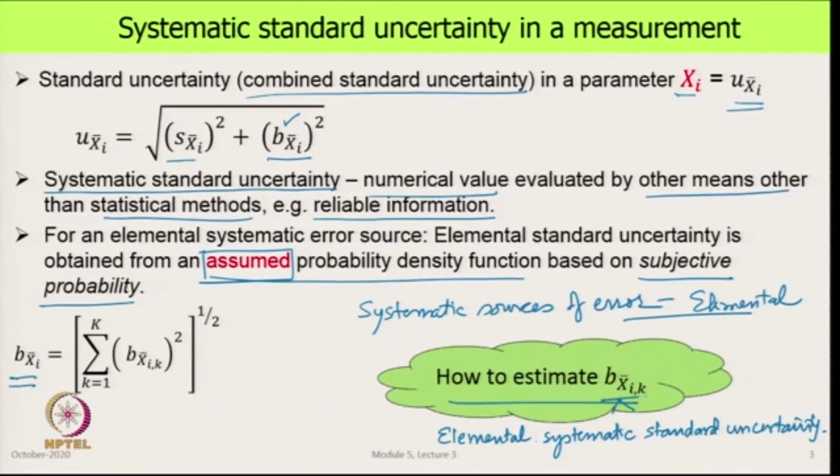So, that is what we are looking for, BXIK. As many elemental sources of systematic uncertainty as there are in that particular measurement, for each one of them we do what we have written over here, get these individual values, and then finally use this relationship. On the right side, we have the elemental systematic standard uncertainties, and on this side we get the systematic standard uncertainty of the measurement. So, now our question is, how do we execute this part? That is what this lecture is about.